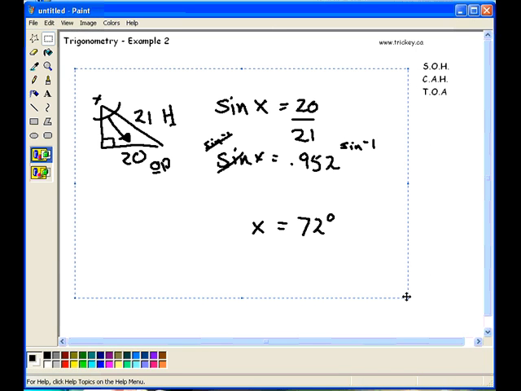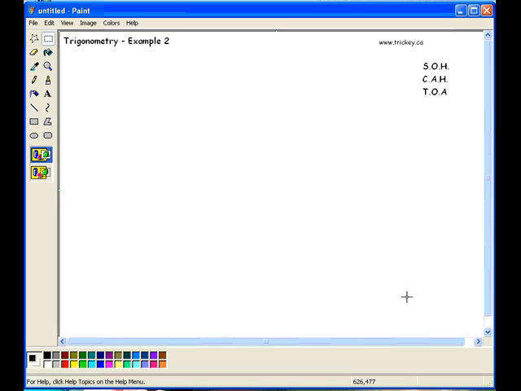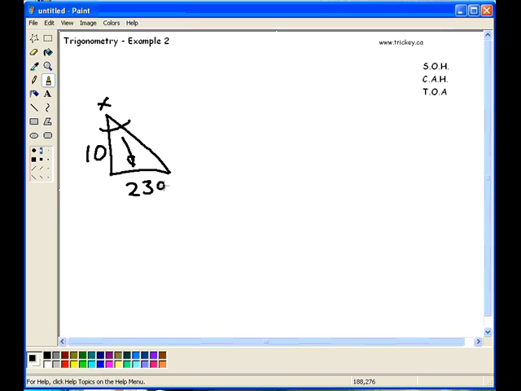Let's do one more quick example here. We'll go real quick. Try to keep up. Here's my triangle. I have a triangle that has the height and the base provided for me, but I want to solve for this angle. Well, I label my sides opposite and adjacent.